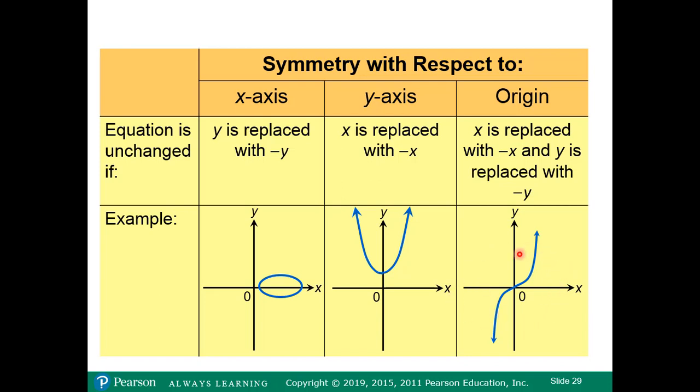And for example, look at this one. This would be a cubic function. And notice that if you do rotate this 180 degrees, you get the exact same value back. If you rotate this one across the y-axis, you get the same value back. You get the same graph back. Likewise, if you rotate this one about the x-axis, you get the same graph back.